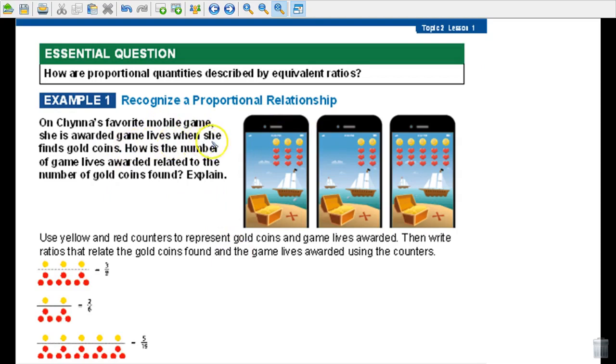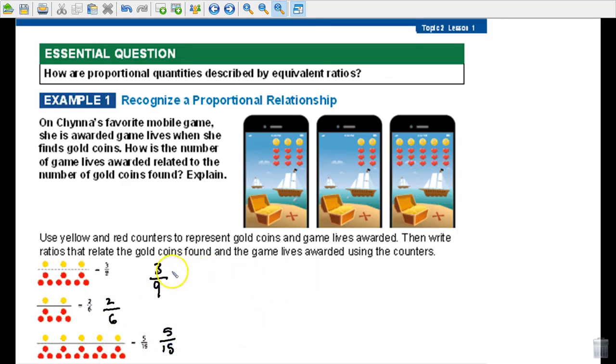On China's favorite mobile game, she is awarded game lives when she finds gold coins. How is the number of game lives awarded related to the number of gold coins found? Okay, so for 3 gold coins, she got 9 free lives. For 2 gold coins, she gets 6 free lives. And for 5 gold coins, she got 15 free lives.